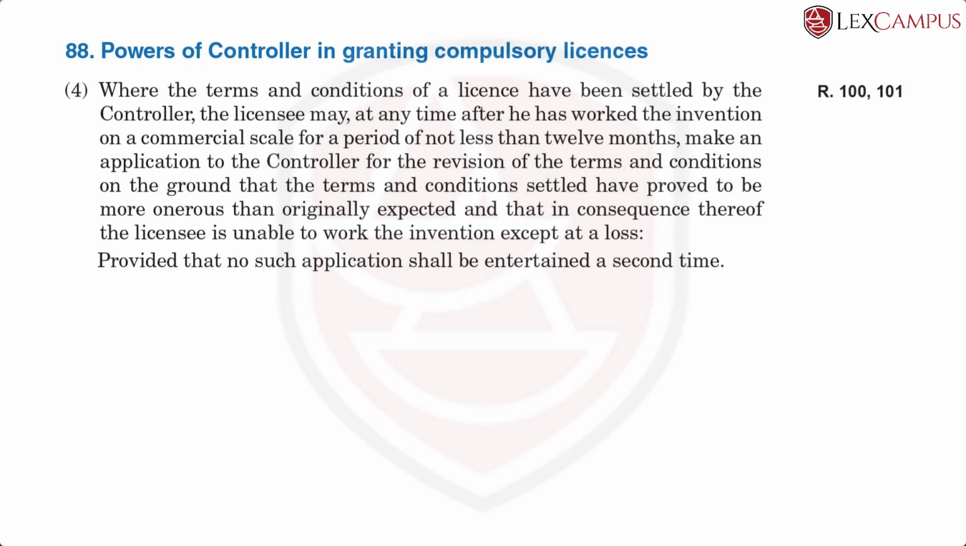So, this provision allows the applicant who has now received a compulsory license to come back to the controller and say that please revise the terms, I am not able to sell the invention except at a loss. So, this is a provision reviewing and revising an existing compulsory license. The only requirement is the compulsory licensee should have worked the invention for at least 12 months before coming back for a revision. And another condition is that you can only get the terms revised once, it will not be entertained a second time.